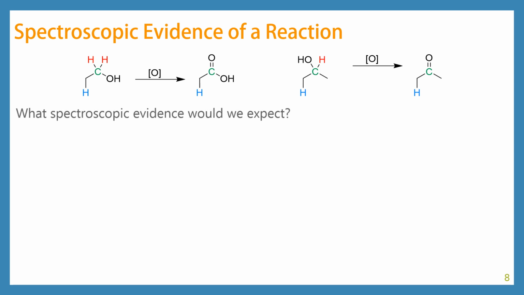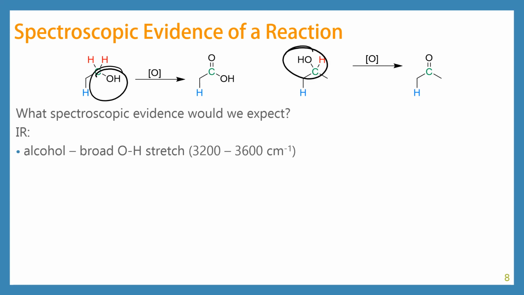So what spectroscopic evidence would we expect? Go ahead and pause for a second and ask yourself, what would I see changing in the IR? What would I see changing in the NMR, both proton and carbon? So in the IR, you hopefully recall that alcohols are going to have a broad OH stretch, somewhere between 3,200 and 3,600 per centimeter. So for this alcohol, you would look at your IR spectrum and see something really big off to the far left, right?